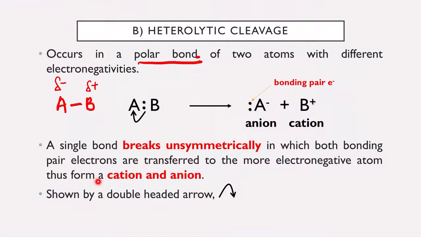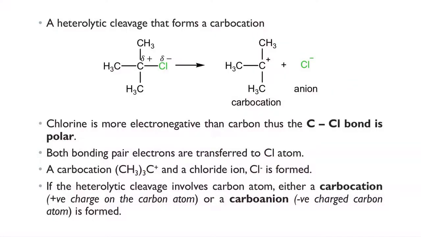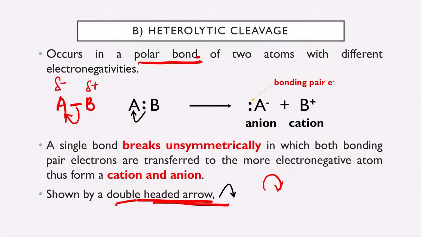Okay, so a single bond breaks unsymmetrically in which both bonding pair electrons are transferred to the more electronegative atom, thus form a cation and anion. So that means that daripada that bond, both the electrons are transferred to the more electronegative atom. And this is denoted by a double-headed arrow. Okay. So maksudnya biasa punya curly arrow. Alright. Okay. So then you will form apa? You will form cation and anion.